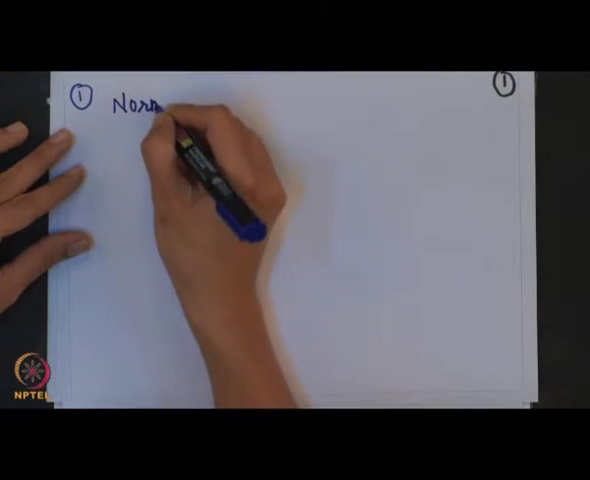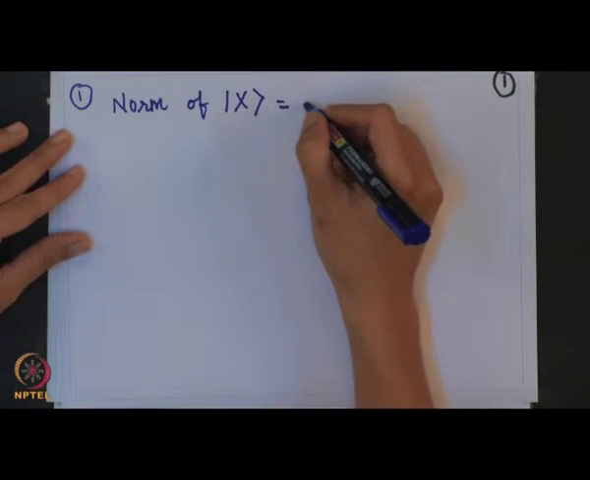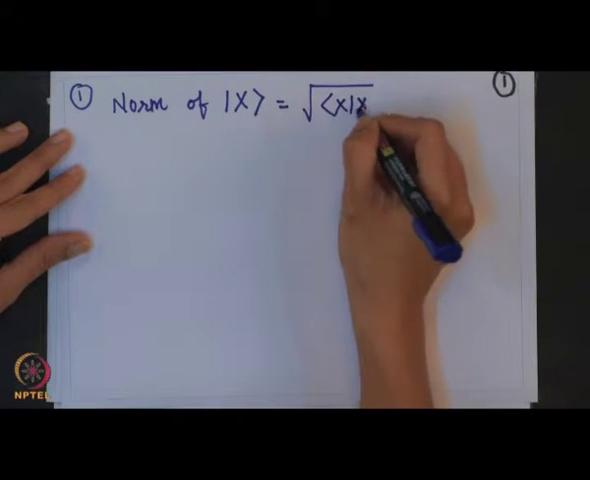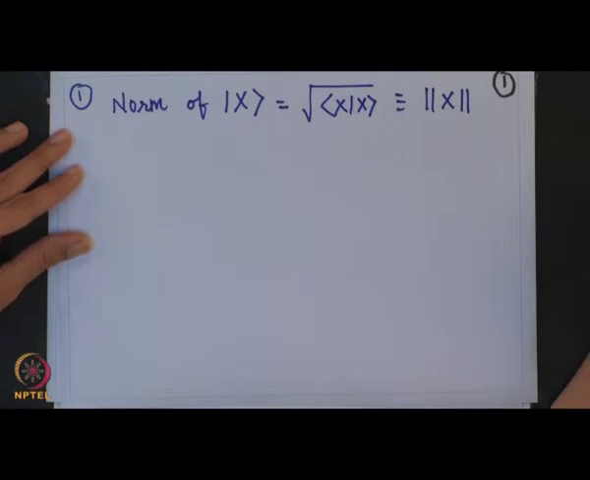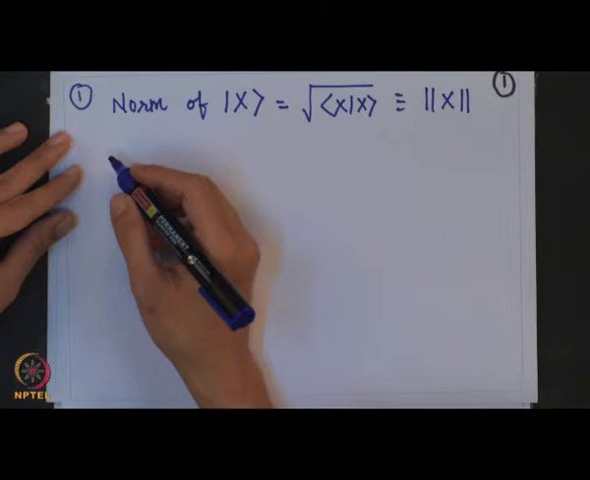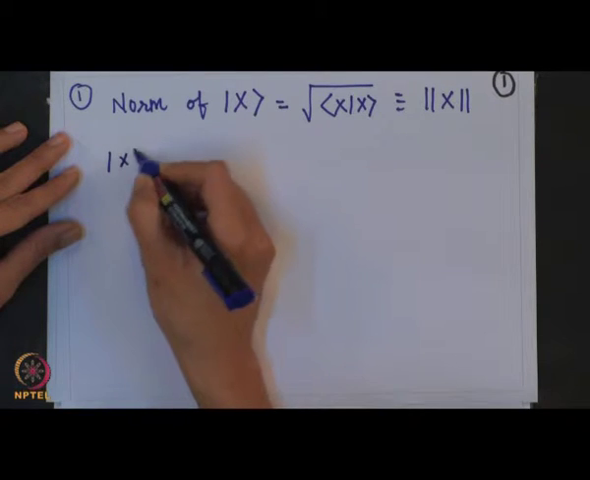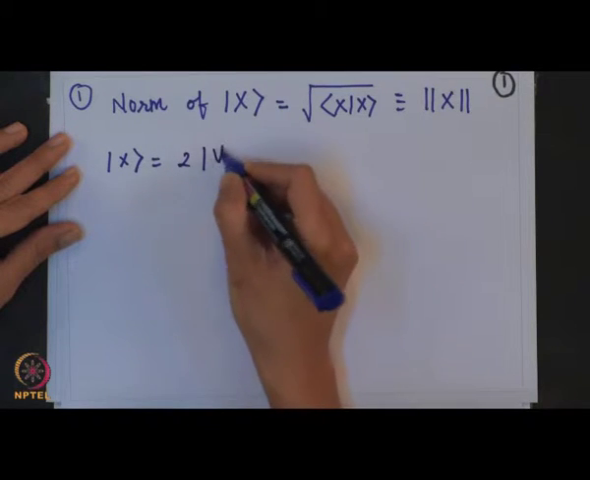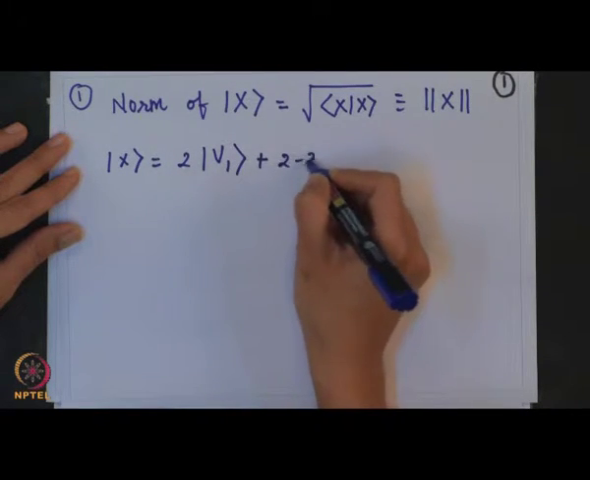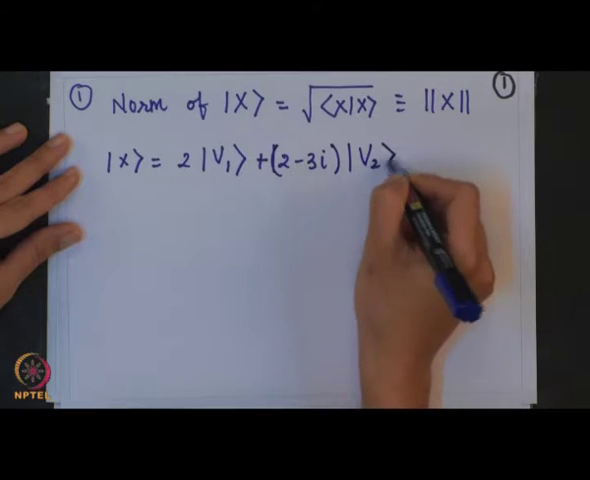Just a recap: the norm of a vector, say x, is given by the square root of <x|x>, which is also represented as norm x. So we have to evaluate the norm of these vectors x and w. We know that x, in terms of the normalized eigenkets v1 and v2, is 2v1 plus (2 minus 3i) v2. So this is the first one, in terms of v1 and v2.